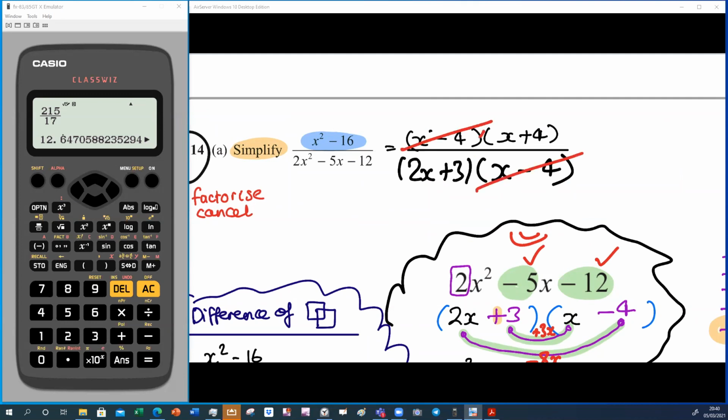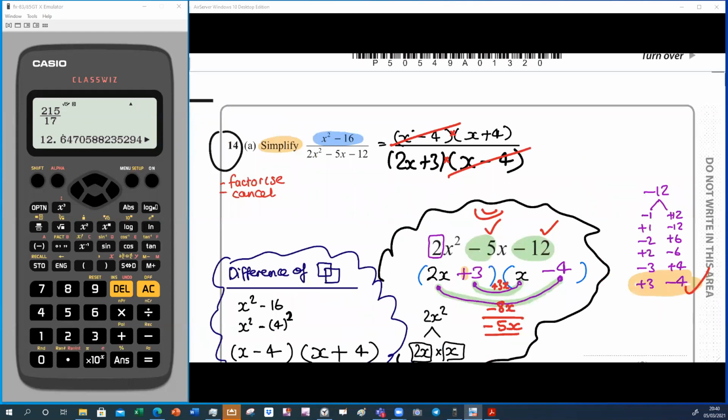You cancel them because it's a product on top and a product on the bottom. So x minus 4, they will cancel. What will that leave behind for us? x plus 4 over 2x plus 3. x plus 4 over? And 2x plus 3.